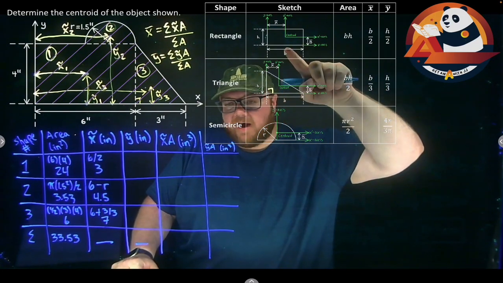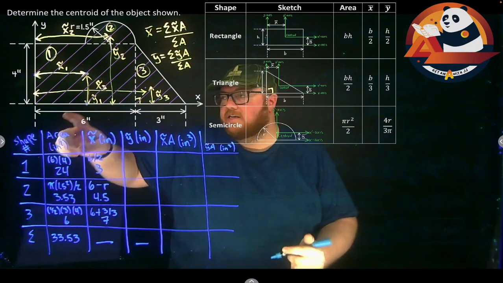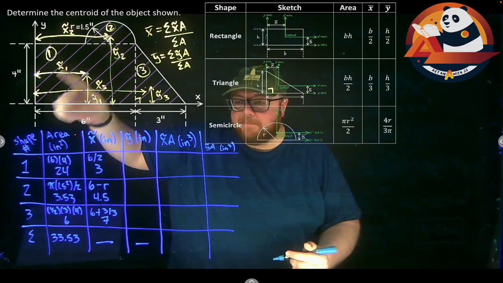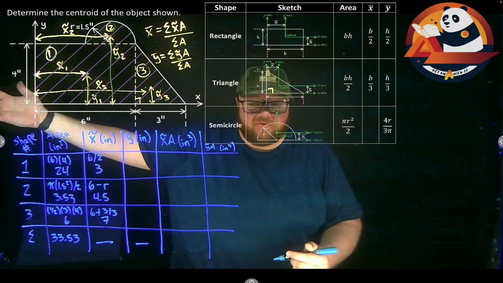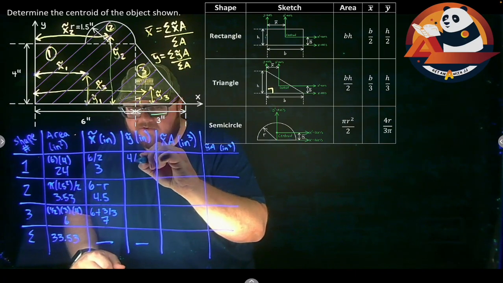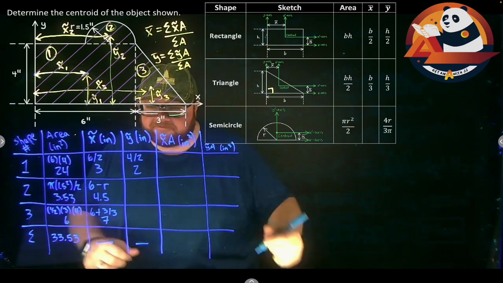If we measure from the bottom up, just half the height, our x-axis is at the bottom of that rectangle. So we can just go halfway up into it. Our centroid formula applies directly from the x-axis on this. So height divided by 2, 4 halves, or we're at 2.